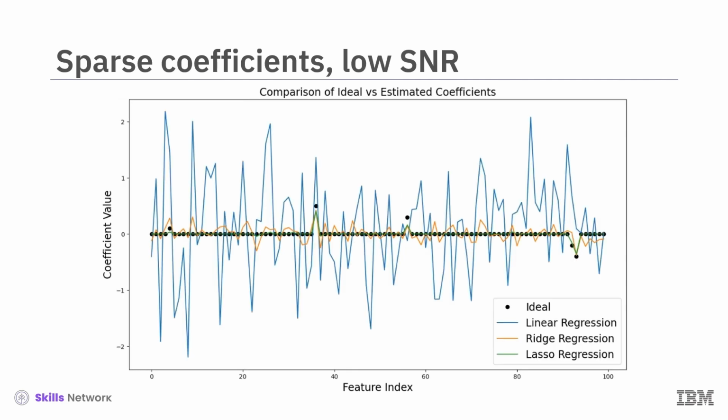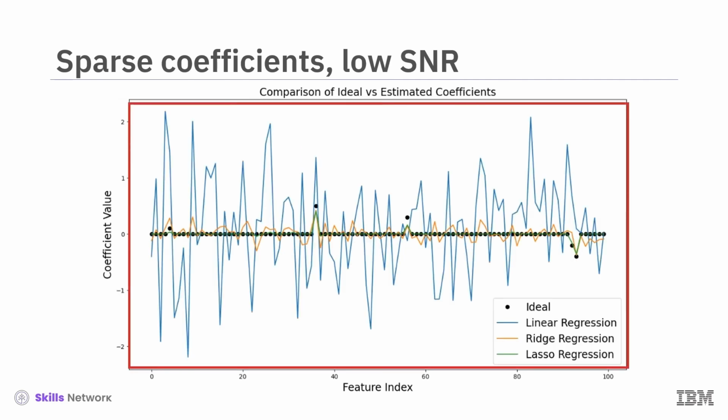In this plot, we have a simulated set of sparse coefficients labeled as black dots, with a low SNR. Evidently, linear regression performs very poorly in this case, as it tends to greatly overestimate the ideal coefficients, overshoot most of the 0 coefficients, and assign large negative coefficients when they should be 0. This illustrates the fact that ordinary linear regression is sensitive to noisy data.